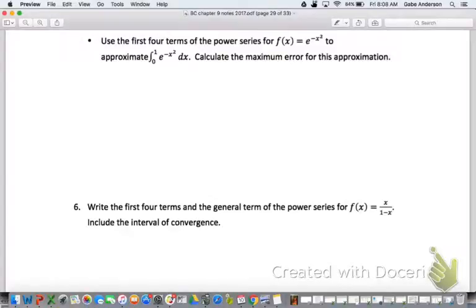Okay, so it was e to the negative x squared power series.